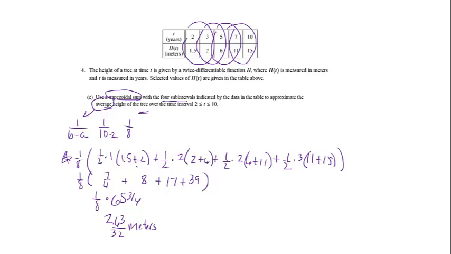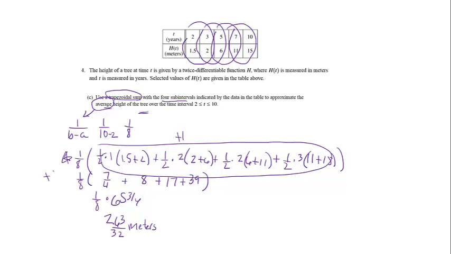Okay, so you are going to get 1 point for using this trapezoidal sum. So if you show this work right here, you would get 1 point. And then if you ended up getting a right answer, which would be making sure that you multiplied by the 1/8, you would get another point.